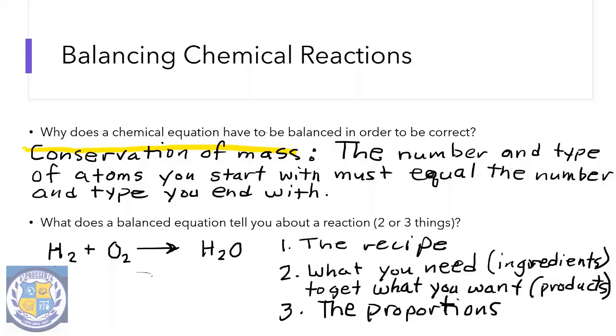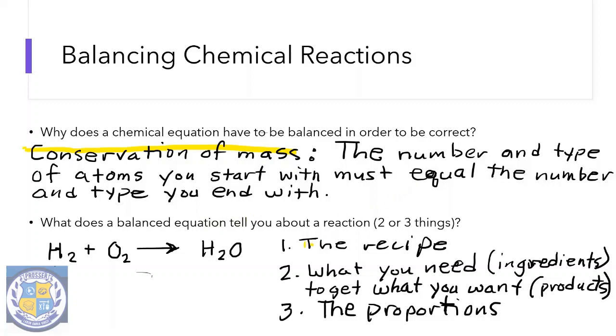Of course, you can have a nuclear reaction and you can split the atom and make new types of atoms, but under normal conditions of everyday life, that does not happen unless you're inside a nuclear bomb or a nuclear reactor, or you're inside the sun. So the number and type of atoms that you start with must equal the number and type that you end up with. What does a balanced equation tell you about the reaction?